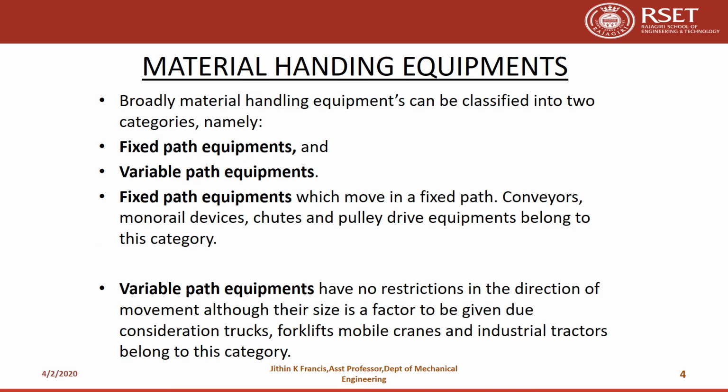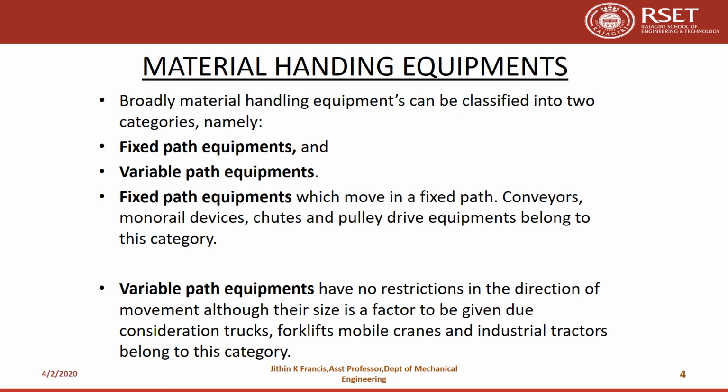Material handling equipment can be broadly classified in two main categories. The first one is fixed path equipment. The second one is variable path equipment. Fixed path equipment means the material has to be transported between the same two fixed points. For example, you can use a conveyor, a monorail device or a chute for this purpose.